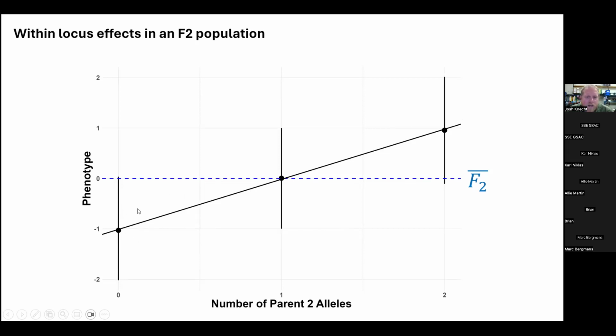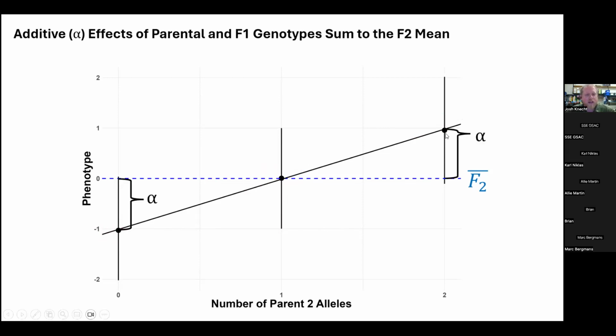And remember, in an F2 population, we would expect a quarter of parent 1, 50% F1, and a quarter of parent 2. So if we look at a locus that is affecting the phenotype just through additivity, the difference between the parent means and the population mean is the additive component, and they're equal and opposite here. So they'll cancel out.